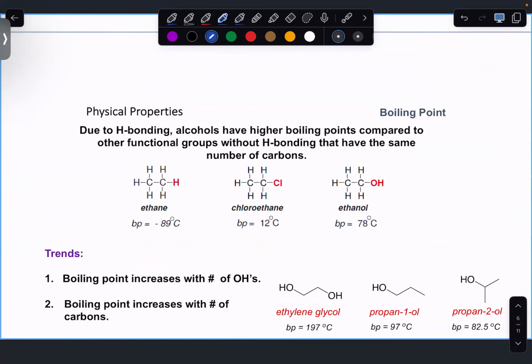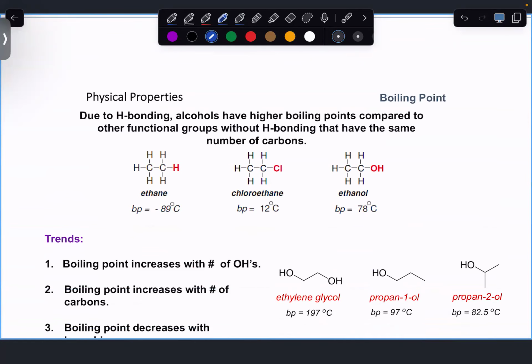Okay, so this kind of just shows you something you probably already know. What you're looking at here is a series of 3 similar compounds. The only difference is this first one is all hydrocarbon, and so the only intermolecular force it has is London dispersion forces. The second molecule, notice there's a chlorine now, that gives that molecule, chloroethane, a permanent dipole. And so this has London forces and dipole-dipole interaction.